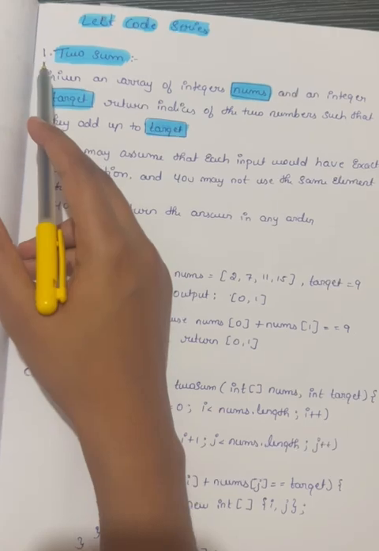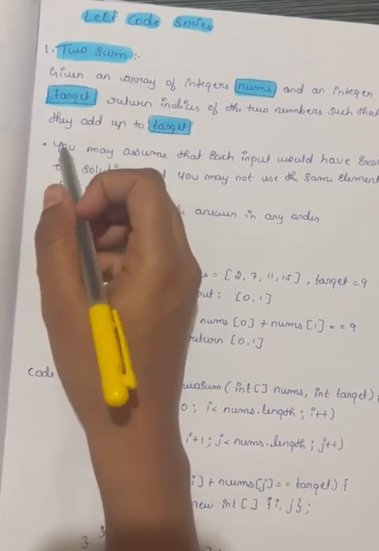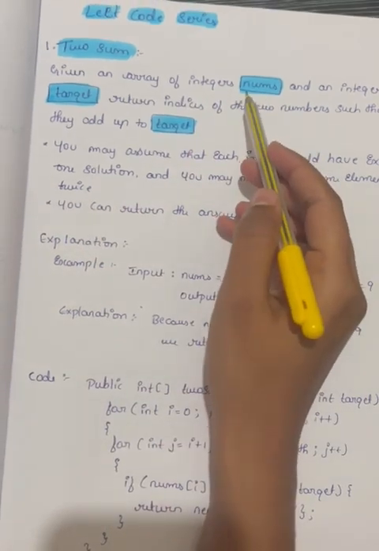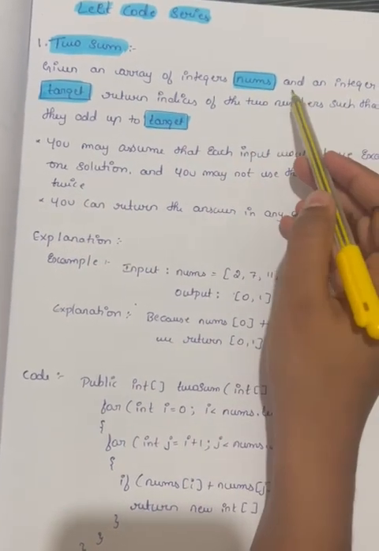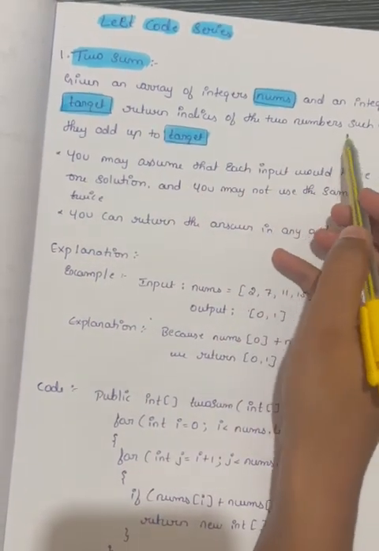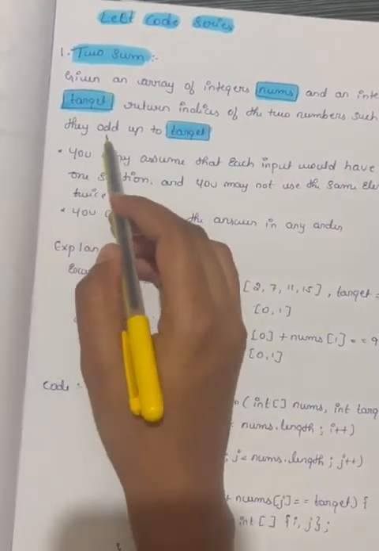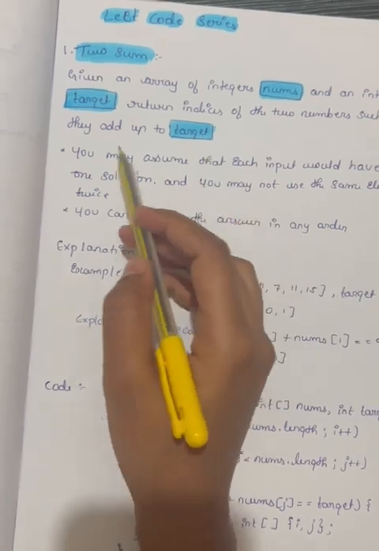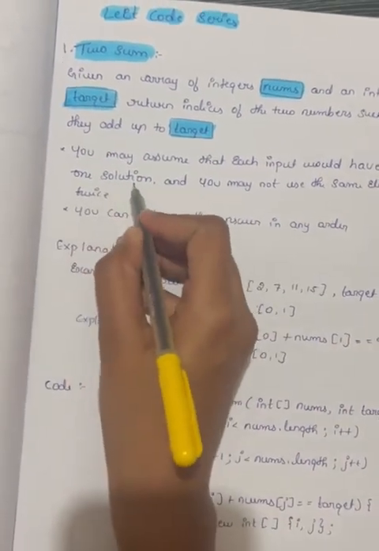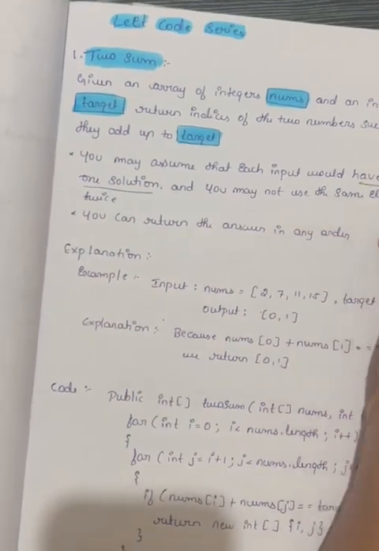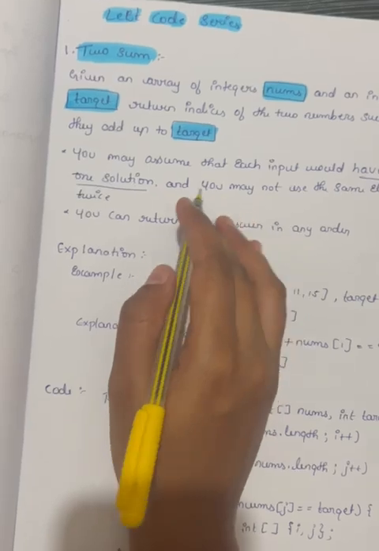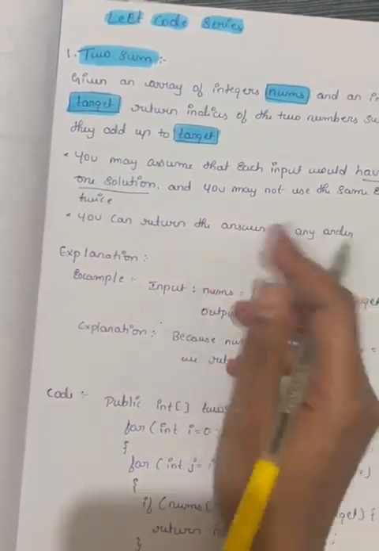I have taken the first problem, that is the two-sum problem, in which the problem states that given an array of integers which is stored as nums and an integer target, return the indices of the two numbers such that they add up to give the target. You may assume that each input would have exactly one solution. This is the main thing: you may not use the same element twice. You can return the answer in any order.